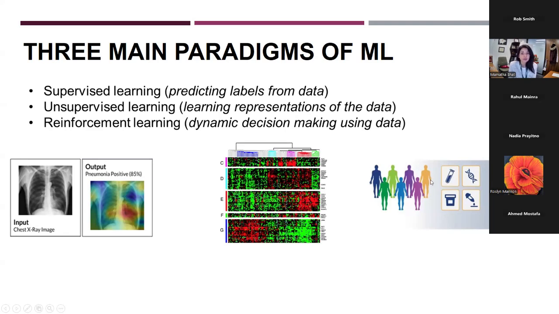Reinforcement learning refers to dynamic decision making using data, and this is the type of learning that is used in gaming. So, wherein you have rewards, and these are rewards based on, say, a positive action versus a negative action that is not rewarded. An example of this would be drug dosing practices.